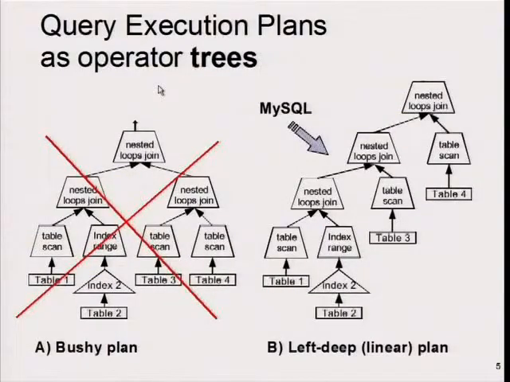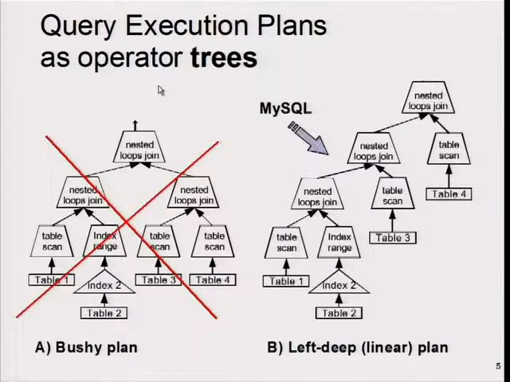Now, how do query execution plans look like in MySQL? For those familiar with database textbooks, they would know the typical representation of query plans as trees. And the general representation of a query plan is as a bushy plan. That means a tree where the input of a join can be an intermediate result of a previous join. Both operands can be intermediate results, and this is called a bushy plan.